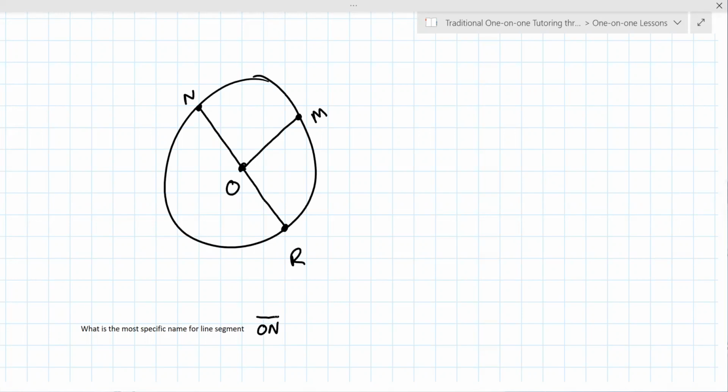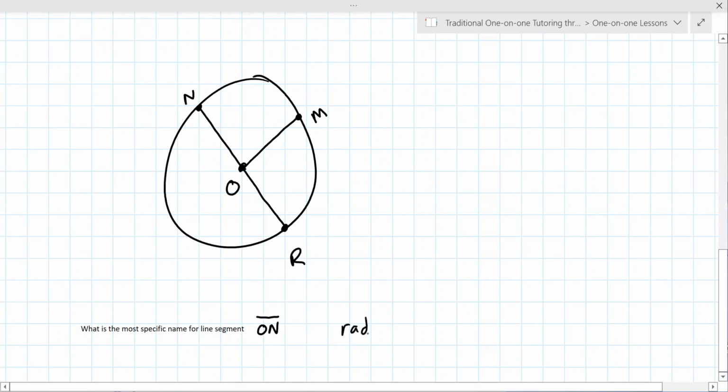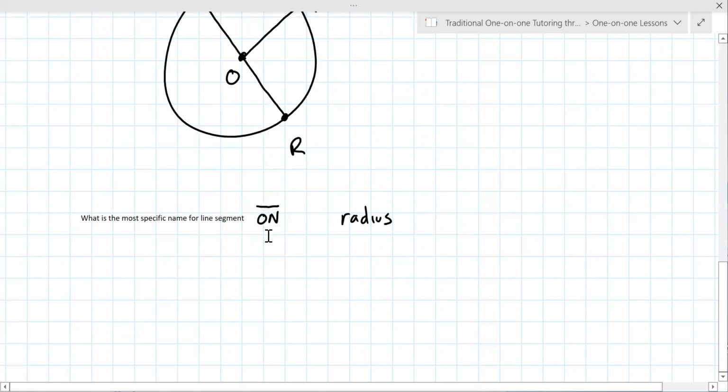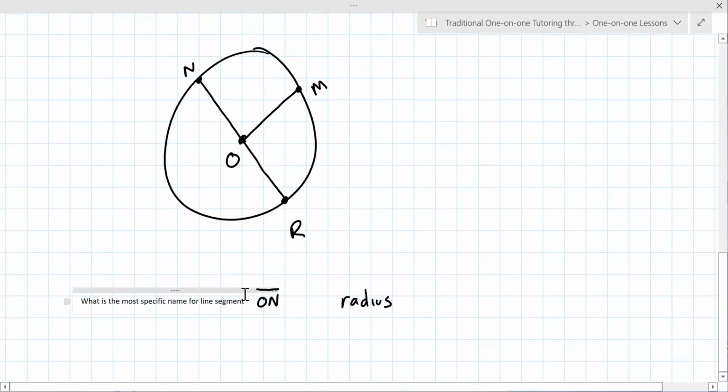The most specific name for the line segment right there is a radius. That's right. It is a radius. Very good. Okay. Now let's do another question here.